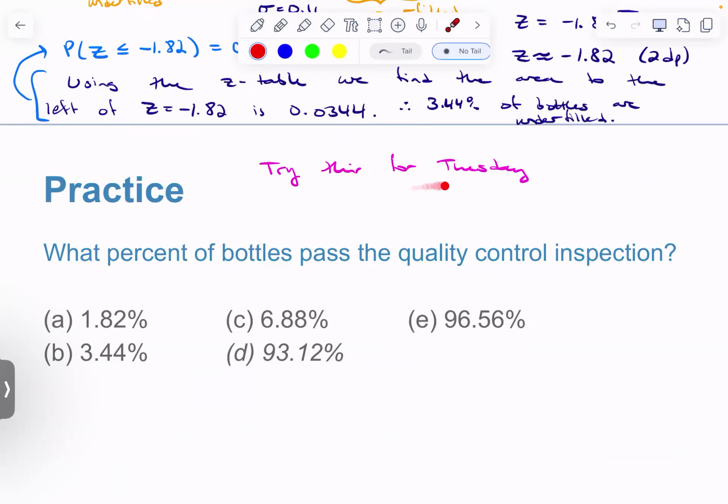Then I said, try this for Tuesday, probably desperately. I can't quite remember. Try this for Tuesday as you're all packing up. Try it on your own.